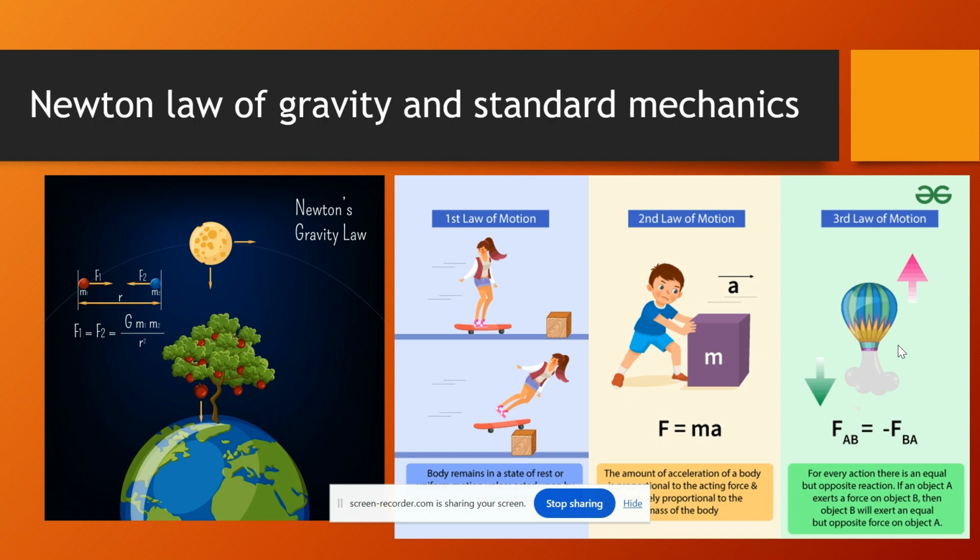You are executing a force, which is your weight, over the earth, but at the same time, the earth is executing an opposite equivalent force, which is the normal force. So, that's an example. Another example is this balloon, where of course there is a force down executed when the gas goes out, and this is what makes the balloon go up. So the third law of motion is the action reaction.